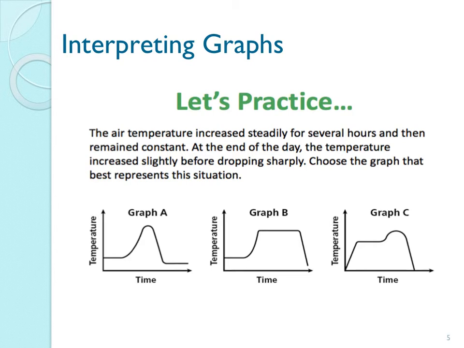The air temperature increased steadily for several hours, then it remained constant, so it's going to be a flat line where it remains constant. Then at the end of the day, it increased slightly before it decreased, so it would be C.